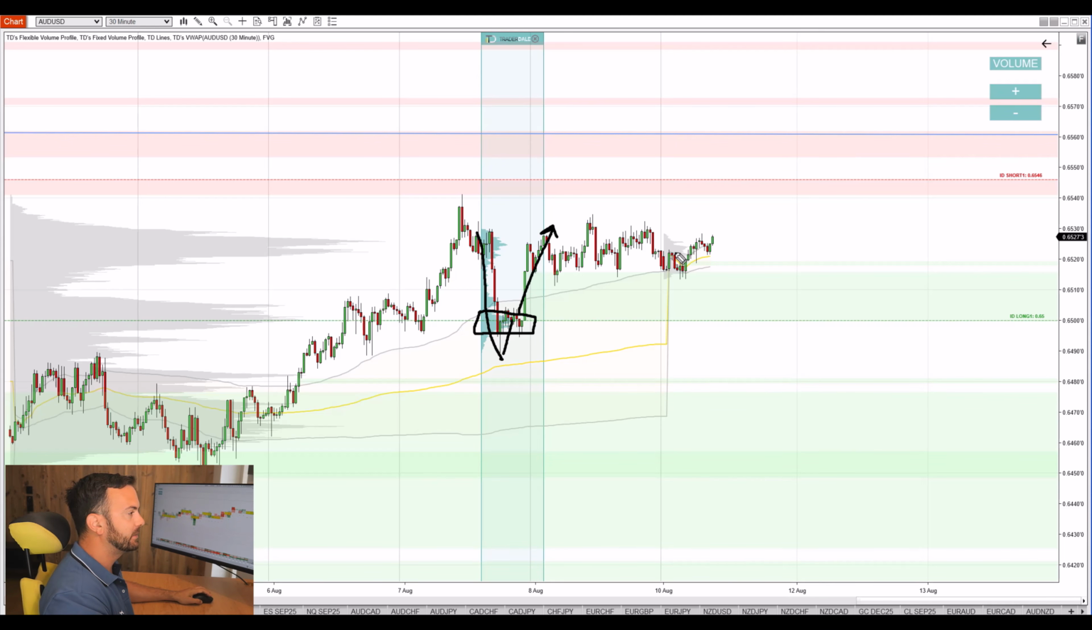And another thing that I like to see is the fair value gap, which we do have in here. This is the fair value gap, and the beginning of the fair value gap is right here. That's why my level is exactly at 0.65, because it is the beginning of that fair value gap. And as you can see, it nicely aligns with that volume cluster here.